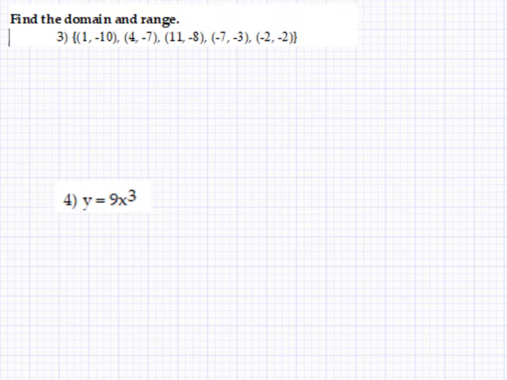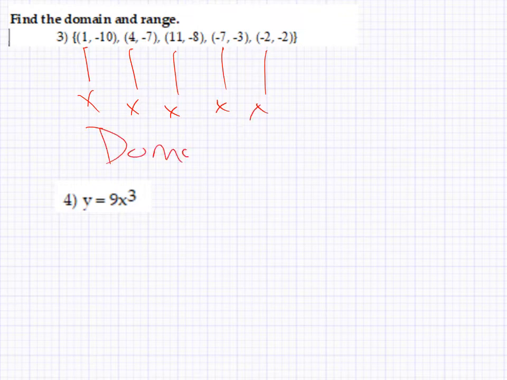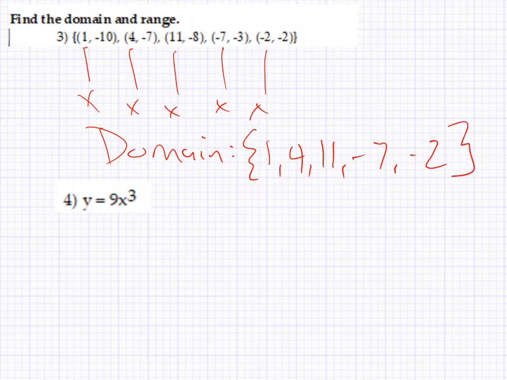Here we have some questions about domain and range. First, we just have a set of points. Now, in this set of points, the x values, here, here, here, here, here, those x values are all going to be considered my domain values. So my domain, I can write as a set, and that would be 1, 4, 11, -7, and -2. Those would be all the x values that we just saw in each one of these points.